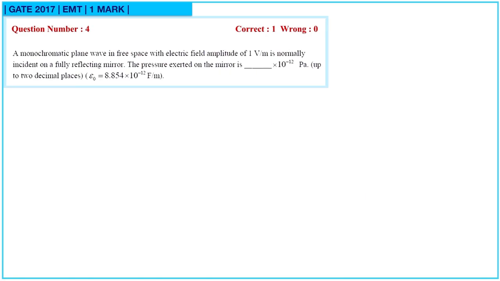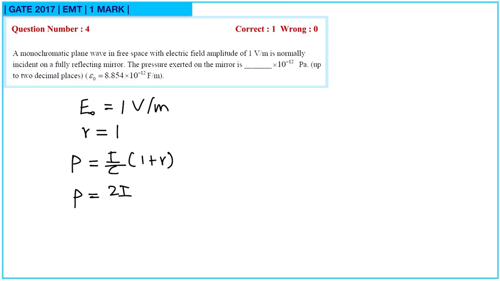Next question. A monochromatic plane wave in free space with electric field amplitude 1 volt per meter is normally incident on a fully reflecting mirror. So here coefficient of reflection is 1. The pressure exerted by the wave on the mirror is. So pressure is equal to I by C into 1 plus R, but here R is 1, so this will be 2I by C, where I is intensity, and intensity is equal to half into C into epsilon naught E naught square.